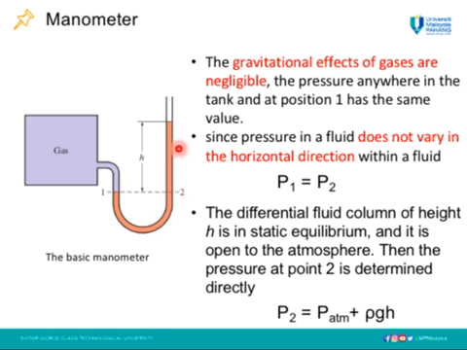However, the diameter of the tube should be large enough to ensure that the surface tension effect and the capillary rise are negligible. So here we can measure the pressure: the pressure at point 1 equals the pressure at point 2, and point 2 equals atmospheric pressure plus the density of this fluid times gravity times the height of this column.